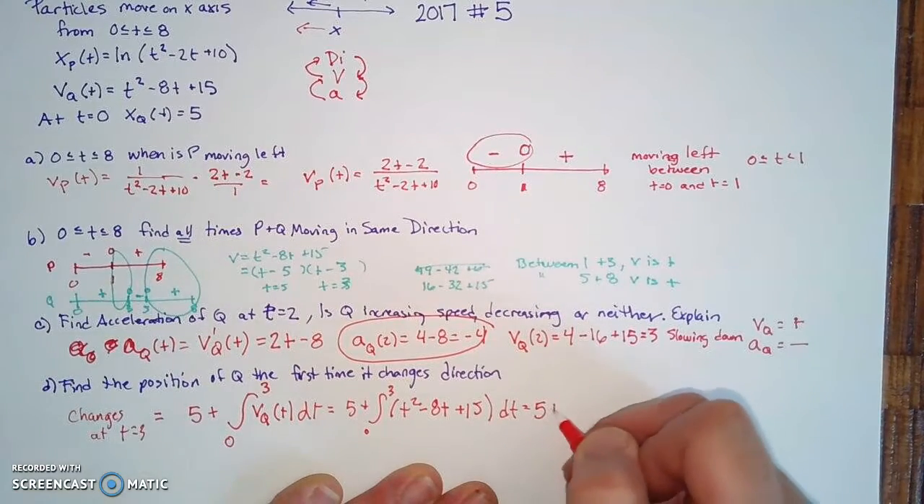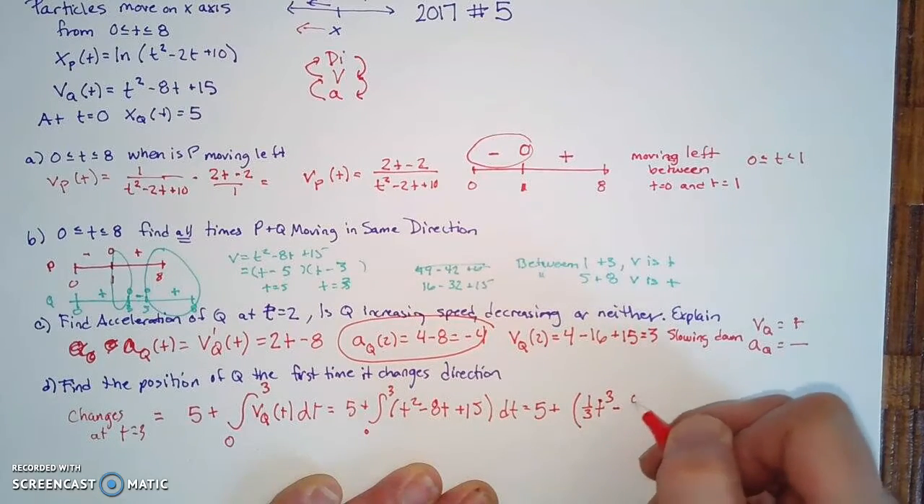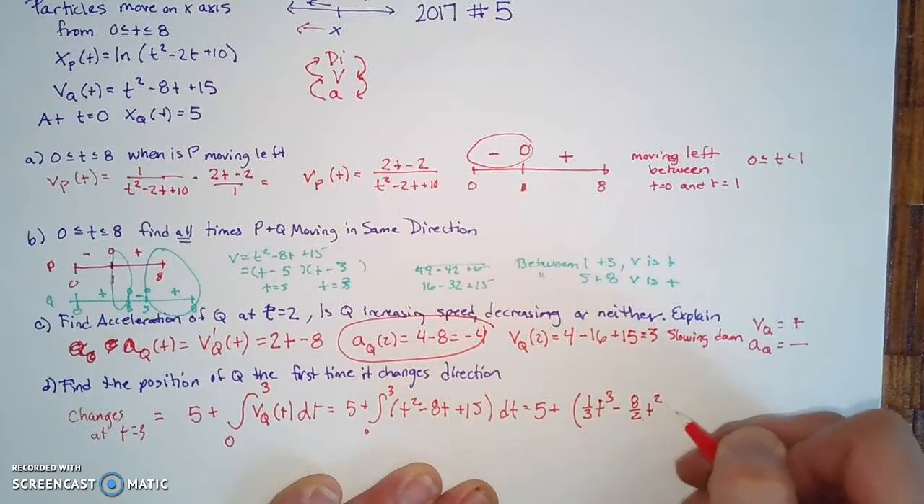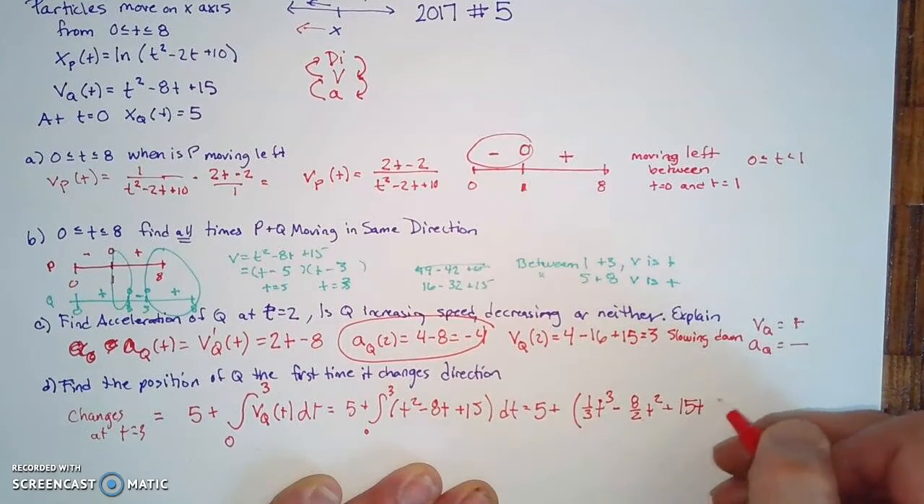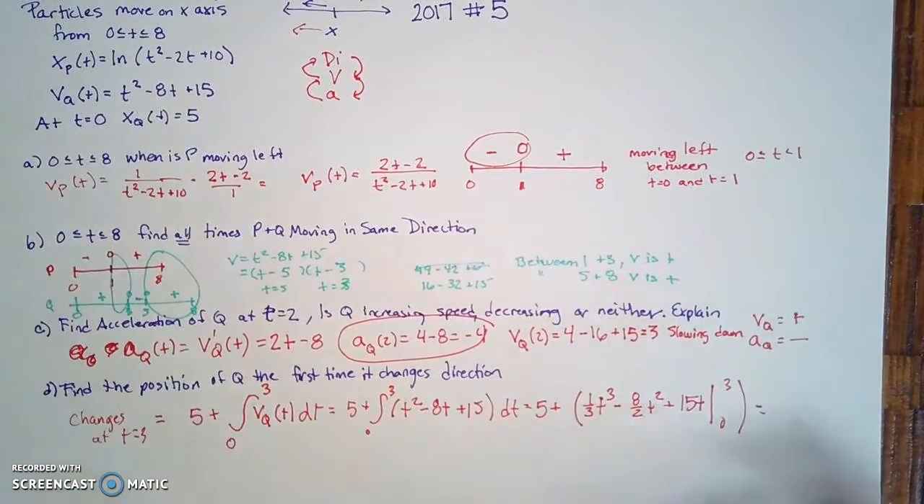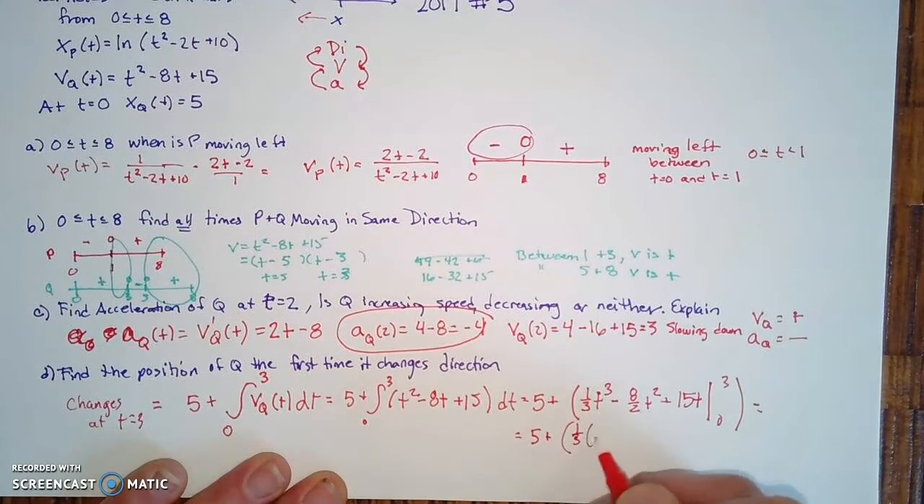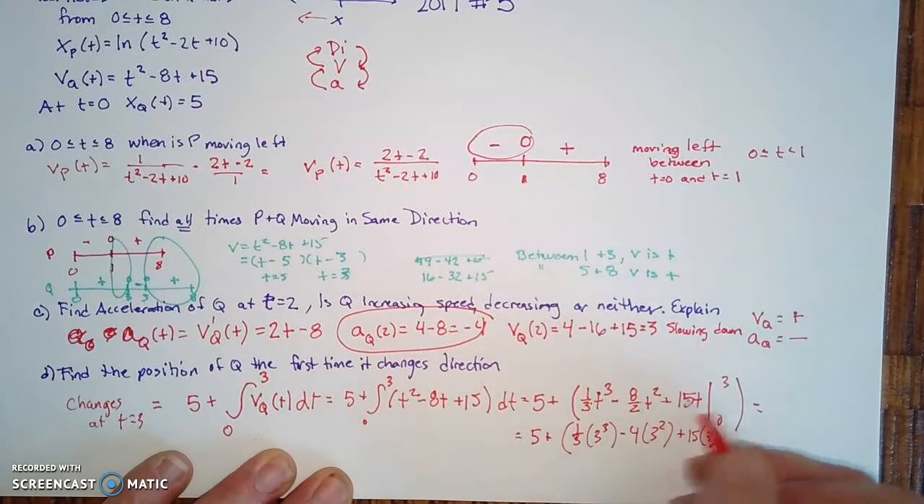Even though we have a calculator, I'm going to work this one out just so you can see it. This is going to be 5 plus, in parentheses, 1/3 t to the third minus 8 over 2 t squared plus 15t from 0 to 3. On a non-calculator test, that's enough to write out. So it's equal to 5 plus, filling in the 3, 1/3 times 3 to the third minus 4 times 3 squared plus 15 times 3. And the 0 I can just dump because I get 0.